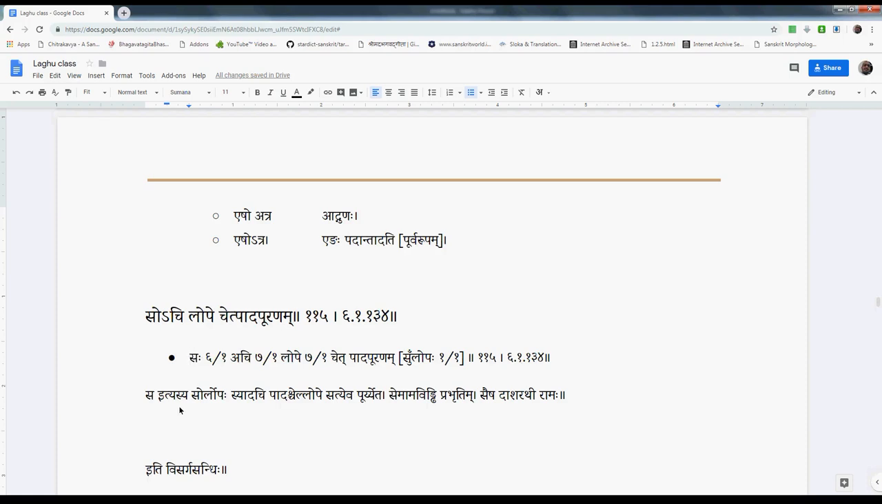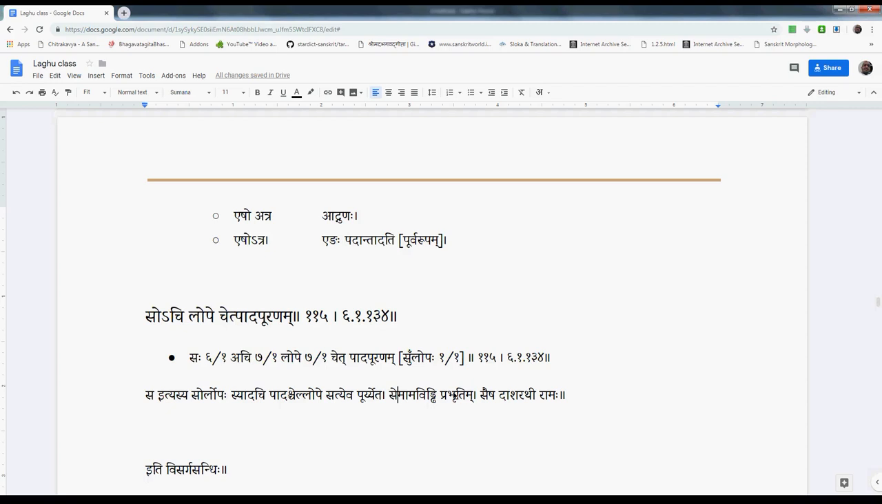Then alone the padapuranam takes place in that scenario. Padapuranam: saha ityasya sulope sati, sulope sati eva. And when? Only when ach follows. Achi pare saha ityasya sulope sati eva padapuranam chet bhavati. Only at that point of time you apply this vidhi. That is what is being said here. Sa ityasya sulopa syat, achi padaschet lope sati eva puriyate. Only when the supratyaya, the prathama ekavachana pratyaya, undergoes lopa, that time alone is the pada met.